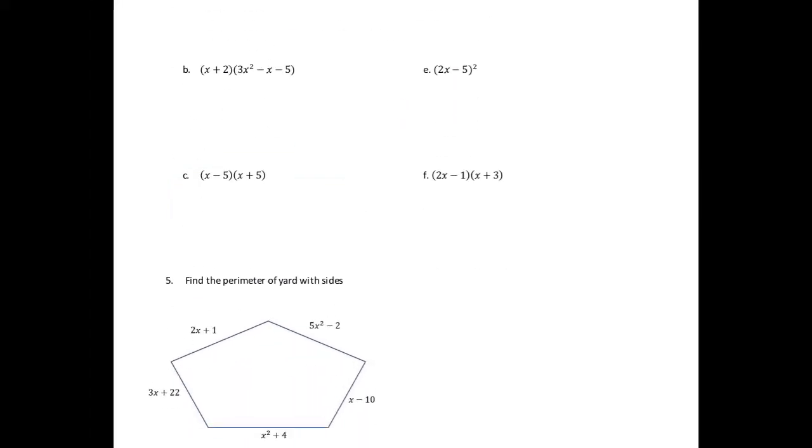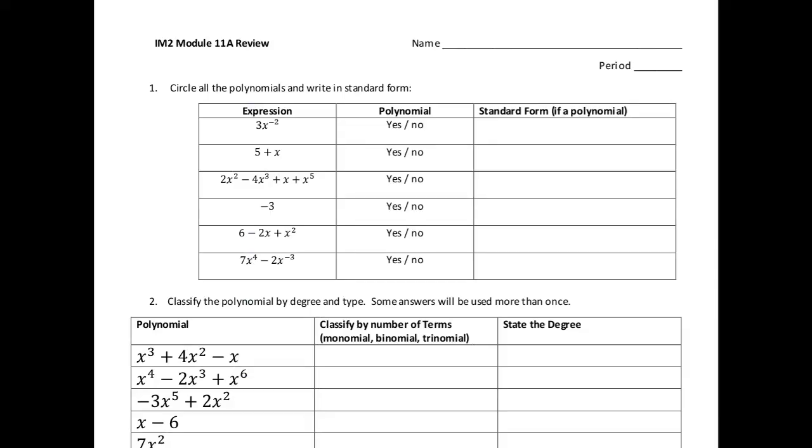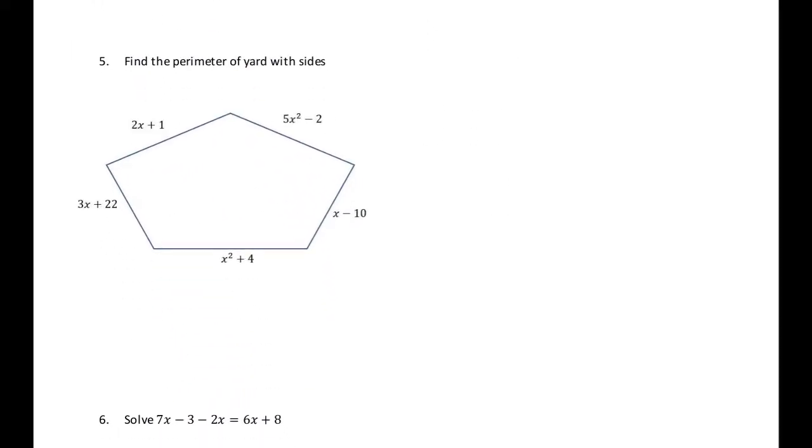Number 5. Yes, that is an excellent one to start with. Let me go up here again. So this is 6th period and problem number 5. Problem number 5 says find the perimeter of the yard with these lengths of sides.